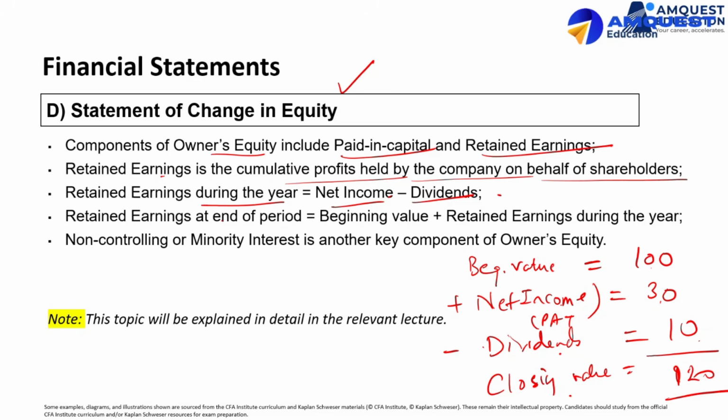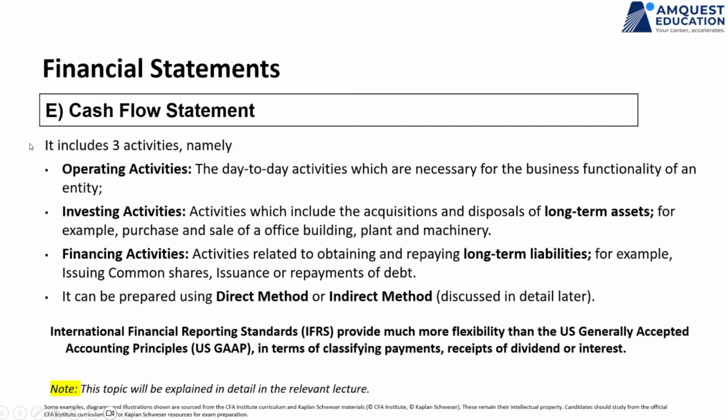And the final statement is cash flow statement, right? A cash flow statement, as the word suggests, talks about cash. How much cash do you have in the business? It includes three activities, mainly operating, investing, and financing. And that is how you will see the profit and loss statement also looks like.